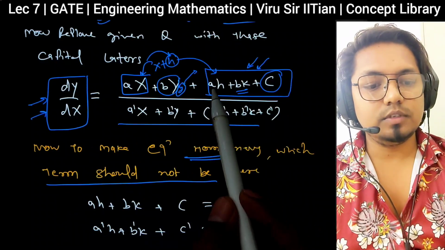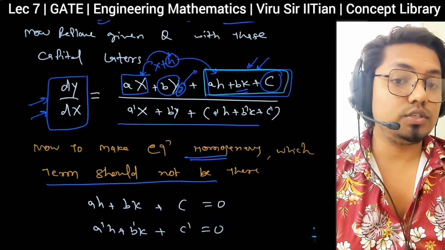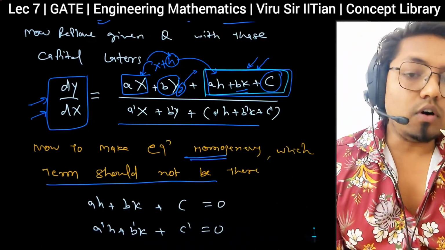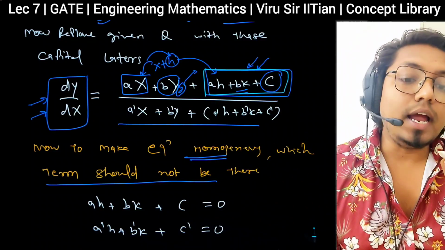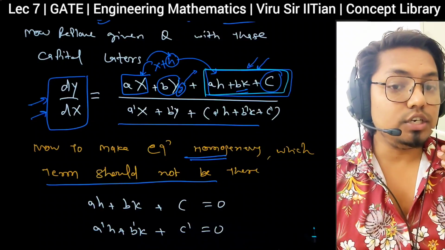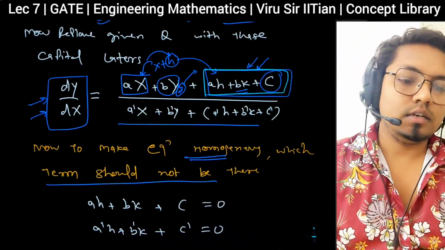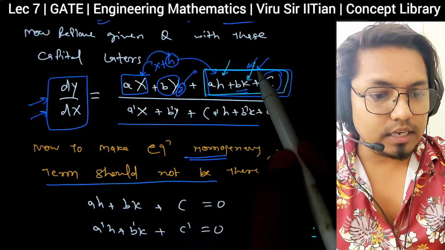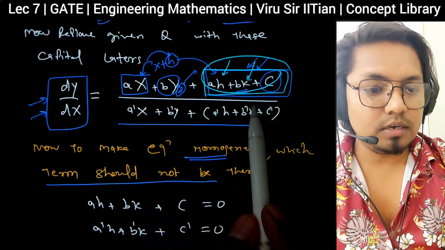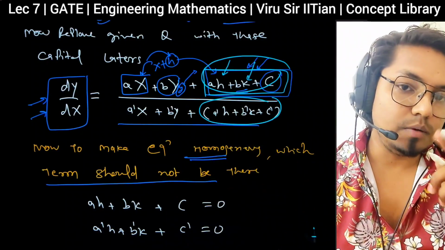So which constant term? This bigger constant term that you are seeing here should not be present. So for which values of h and k, which are new variables given by us, will this upper term and this bottom term become 0?